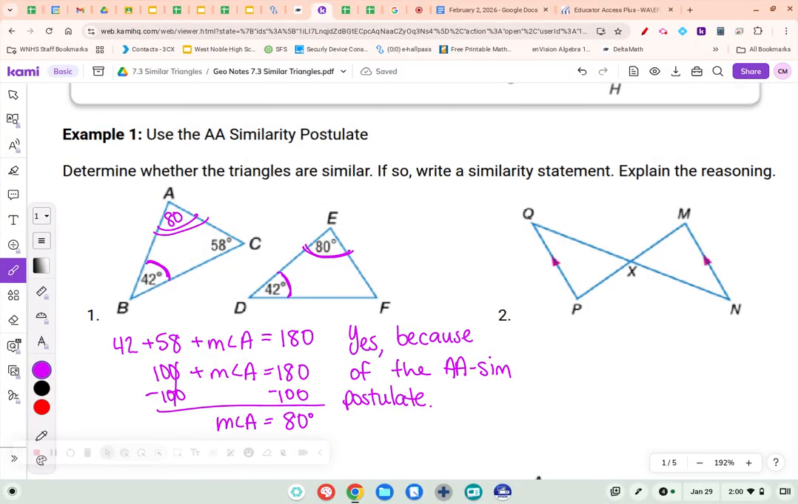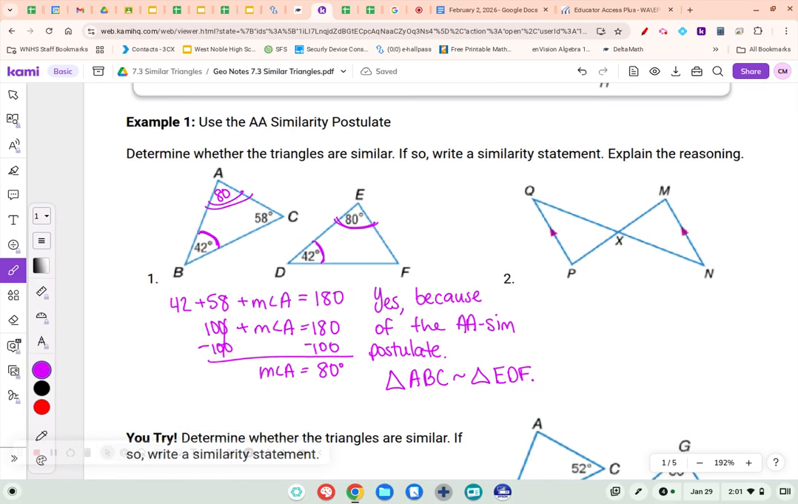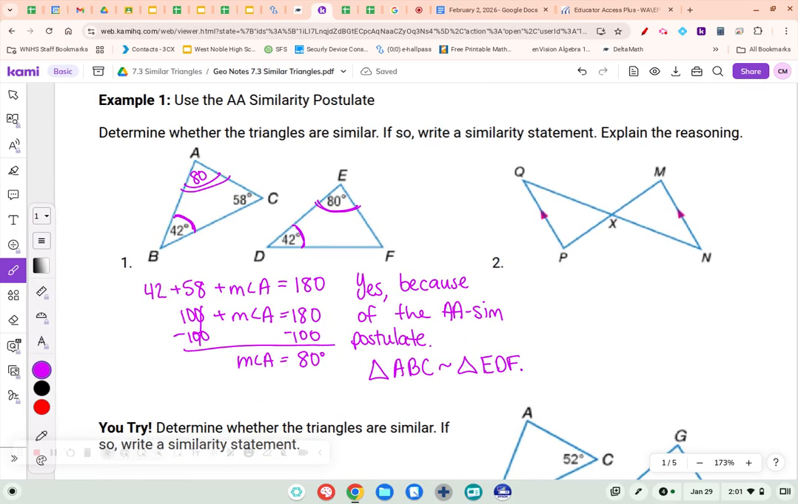And then we do need to write our similarity statement. I'm going to say triangle ABC is similar to, we got to make the second one match, EDF. Also, same as our congruent statements, these don't have to be in alphabetical order. Our second one here is not. They have to match, okay?